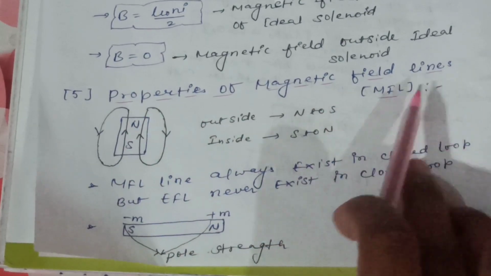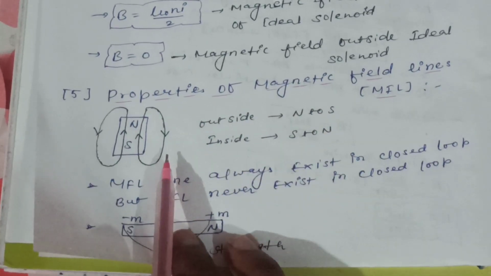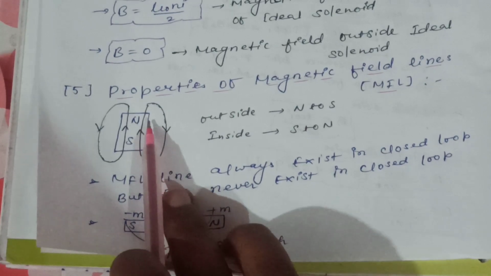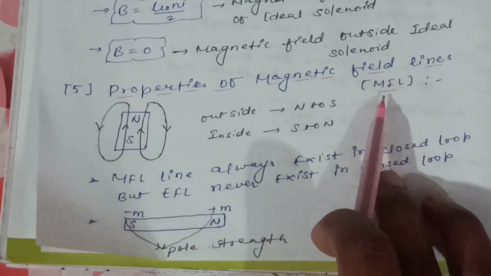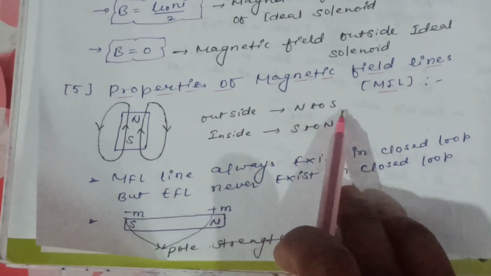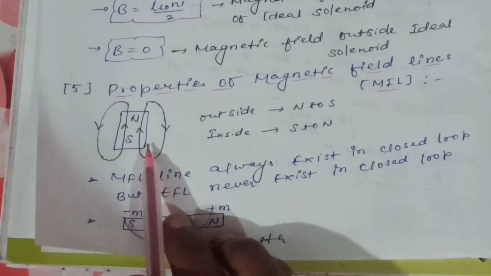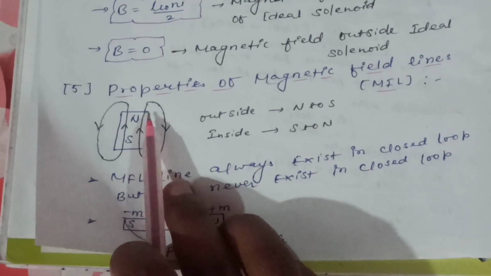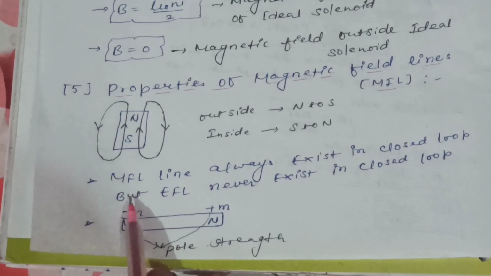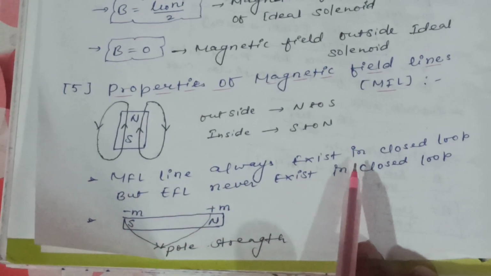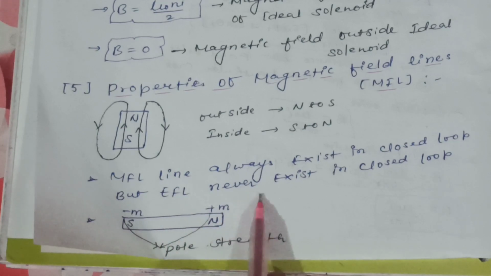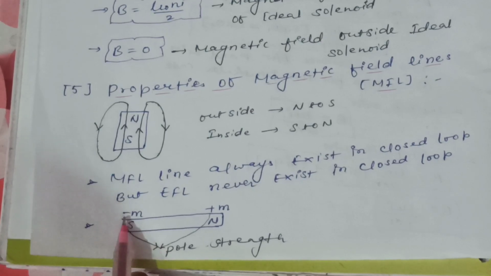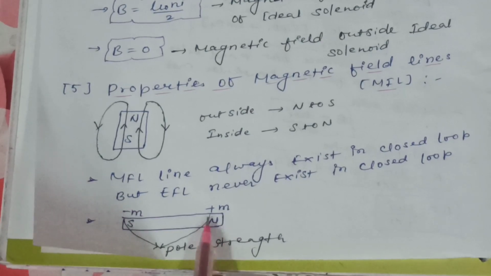Properties of magnetic field lines, MFL. Outside, north to south; inside, south to north. Magnetic field lines always exist in closed loops, but electric field lines never exist in closed loops. Pole strength: south negative m, north positive m.